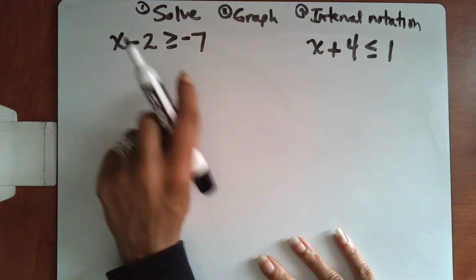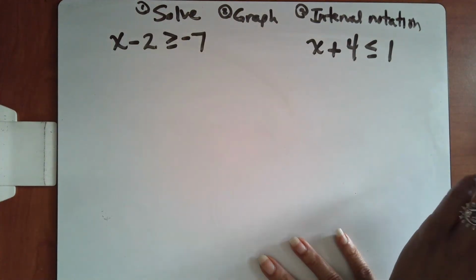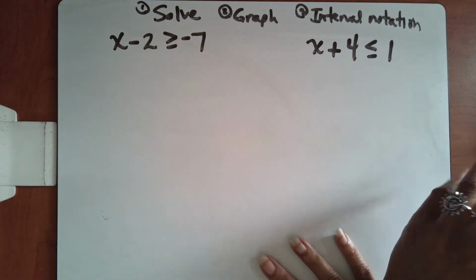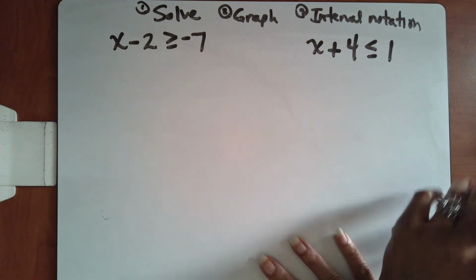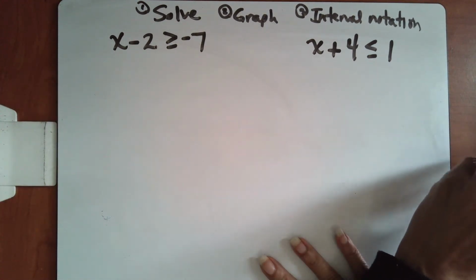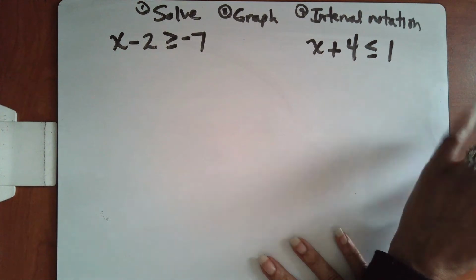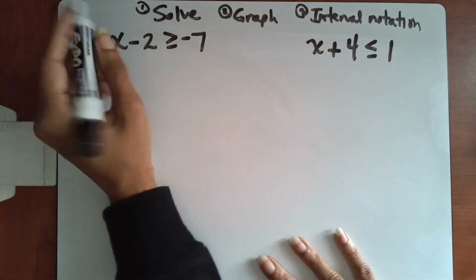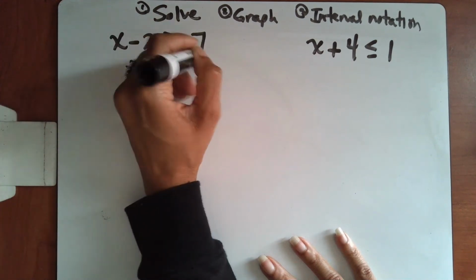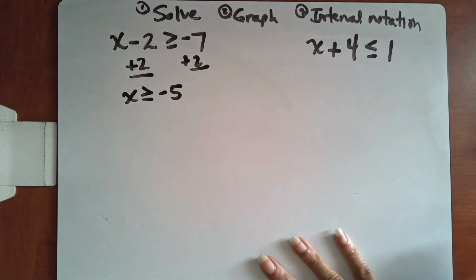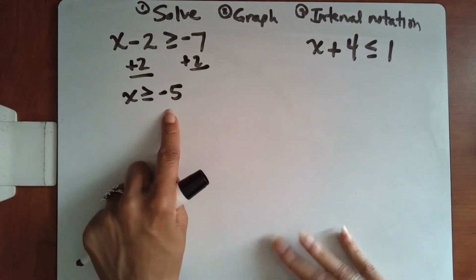So x minus 2 is greater than or equal to -7. So we have to solve this. And how do I know it's not solved? Well, I know it's not solved because my variable is not isolated on one side of the inequality. So in order for me to solve for x, I would need to move the 2. The 2 would move by adding. So x is greater than or equal to -5. So now my problem is solved, right?